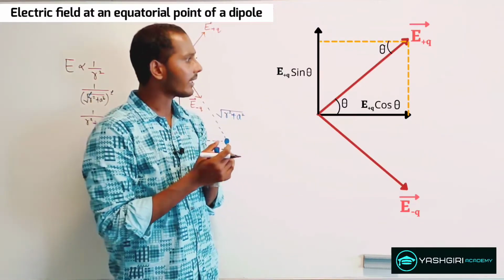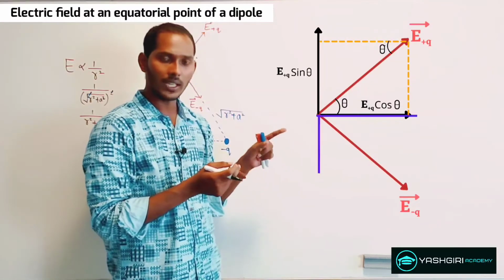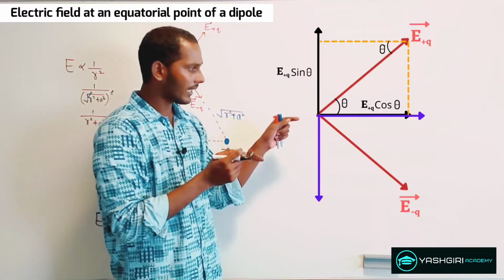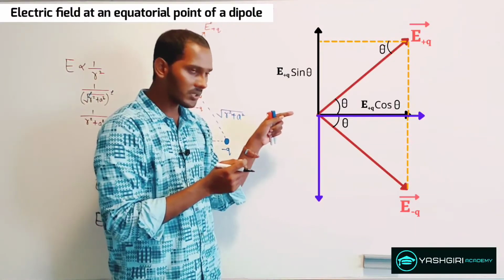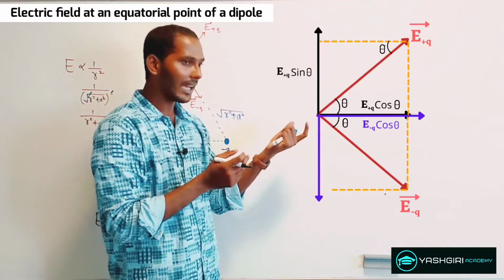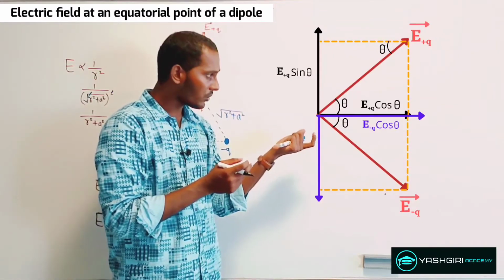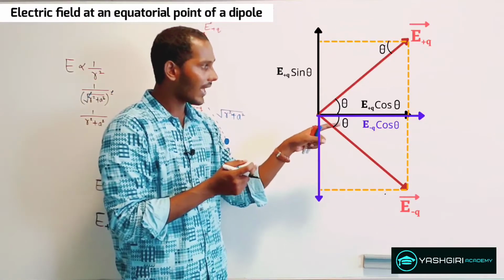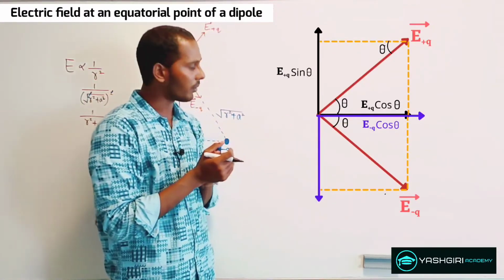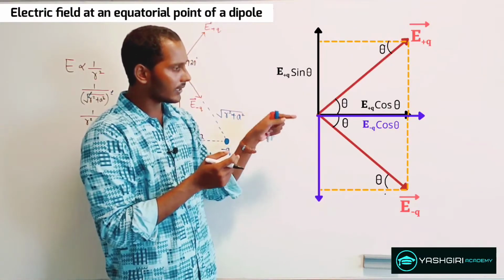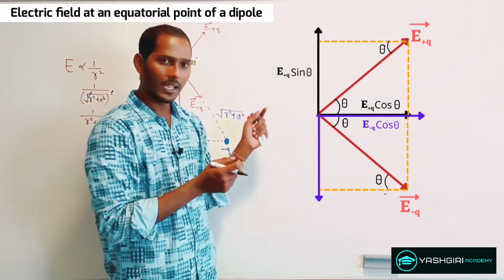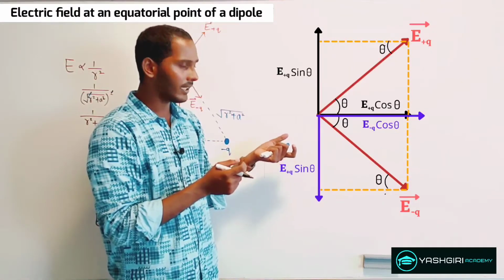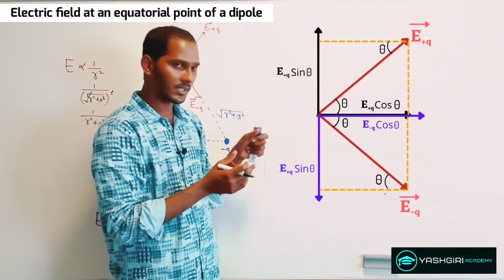In the same way, I can also resolve the vector E due to the negative charge into a horizontal and a vertical component. So here again I have a theta over there, and I'm interested in the adjacent side. So once again I'll get the magnitude of that vector, that is E due to the negative charge, and cos theta, so that will be the horizontal component. And again, considering the opposite angle, I get the vertical side, which will be E due to the negative charge into sine theta.